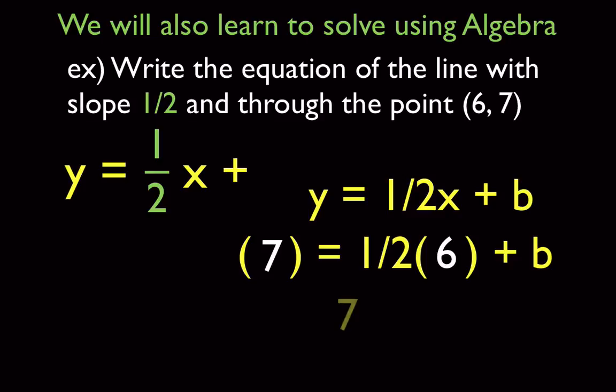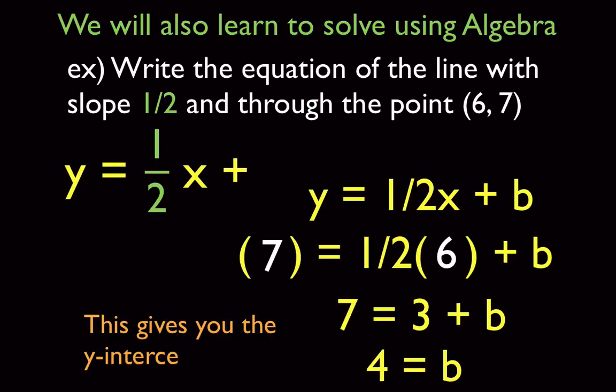All right, so half of 6 is 3. Okay, and the last step is to solve that one-step equation. Subtracting 3 from both sides, we end up with b equals 4. So my y-intercept is 4.